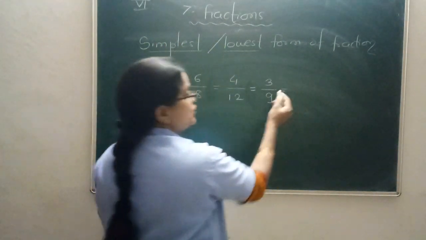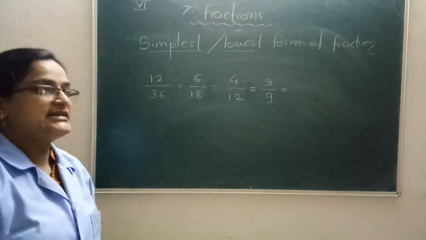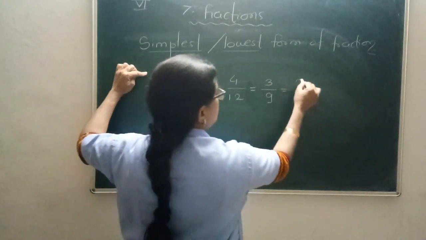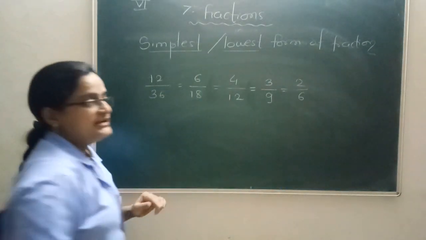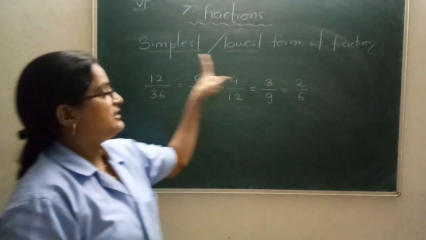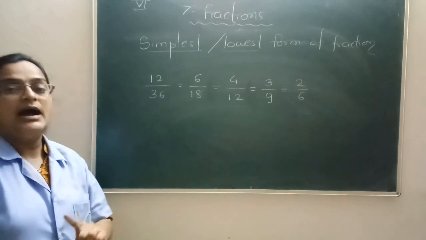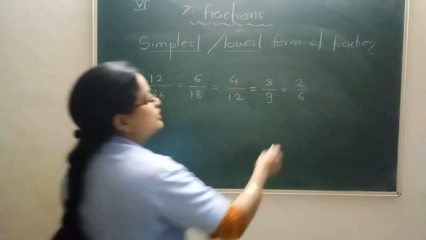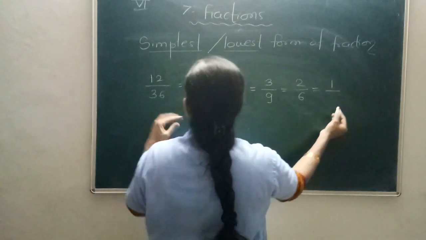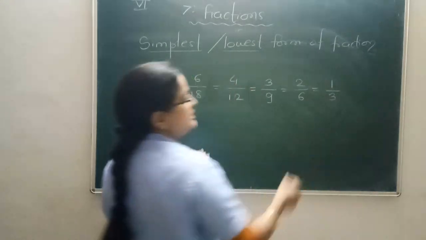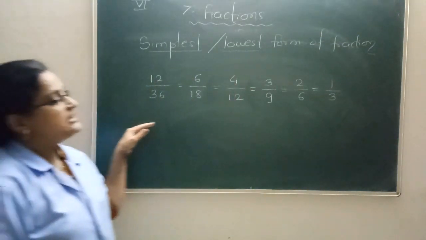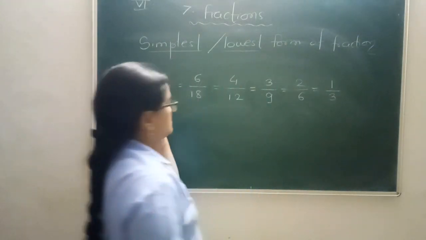Then even both of them are divisible by 6. Yes, 6 2s are 12 and 6 6s are 36. So this is also equivalent to this. Now further, both of them are divisible by 12 also, and so 12 1s are 12 and 12 3s are 36. So many equivalent fractions of this fraction I can take.